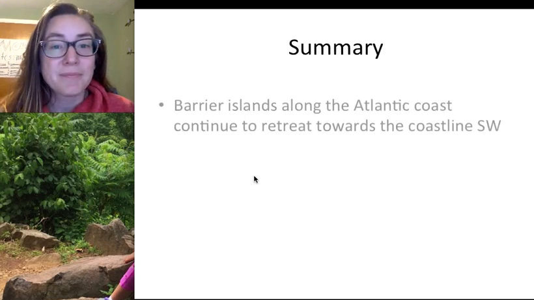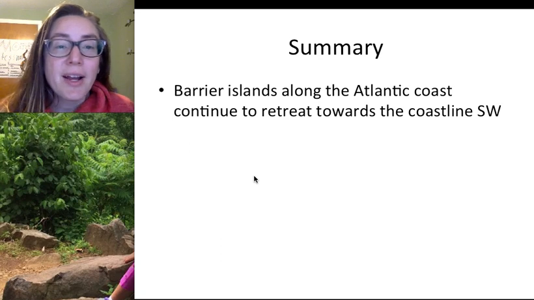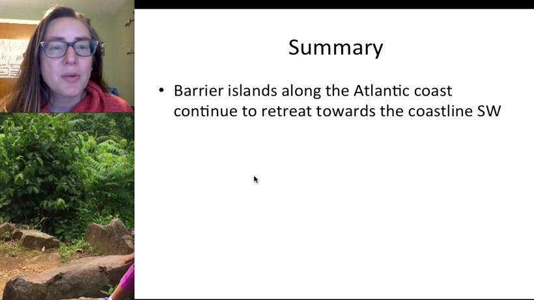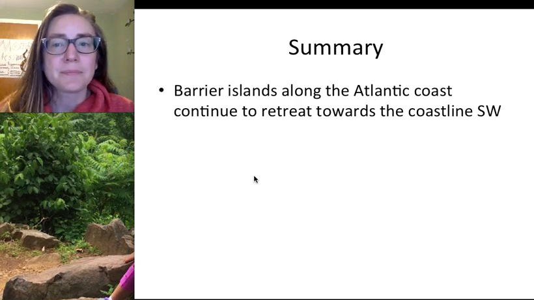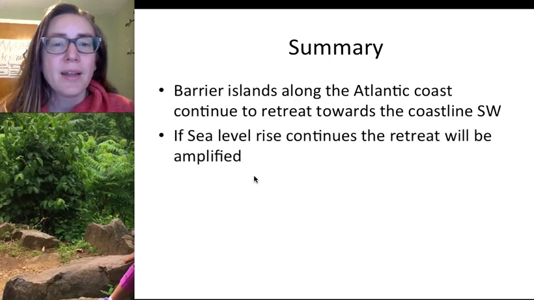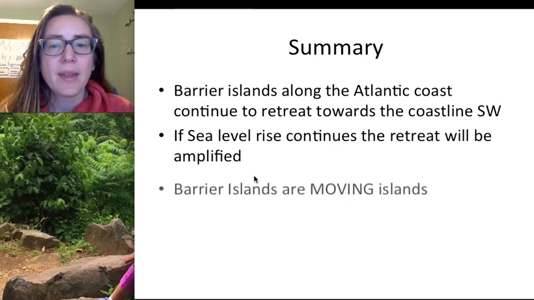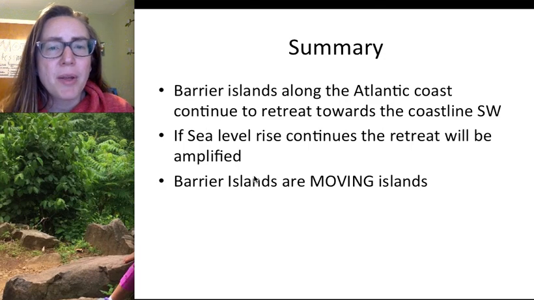So in summary, first, barrier islands are more commonly along the Atlantic coasts, and they're going to continue to retreat towards the coastline, so southwest. If the sea level continues to rise, then this is going to take place much more quickly. And the last one, just keep in mind that barrier islands are moving islands. So they are moving towards that mainland.